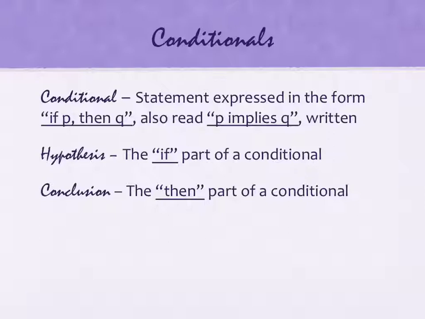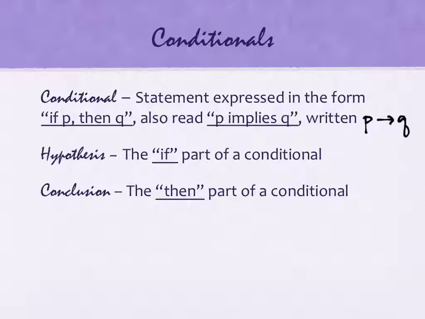All right. We'll go with this piece, and then I've got space at the bottom of your paper. I want to show you one more thing. Conditionals. Conditionals are statements that are expressed in the form if P, then Q. They're also read P implies Q. And notationally, the way that they are written is with an arrow. P, arrow, Q.